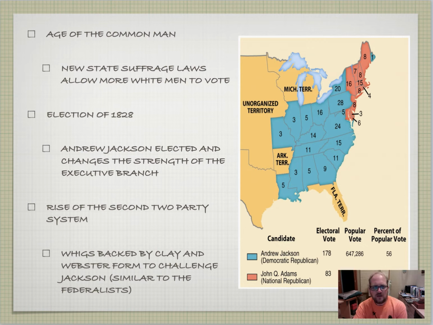So in 1828, we see Andrew Jackson winning handily over John Quincy Adams. Again, you do see the sectional divide there between the North, the South, and the West. And this will give rise to the second two-party system a few years later, when these groups of people, the former Federalists and then Democratic-Republicans at the very end, were out of party. So they formed this new Whig Party under Clay and Webster.